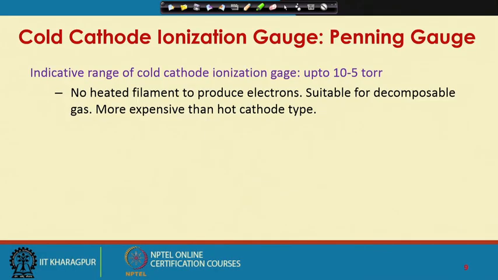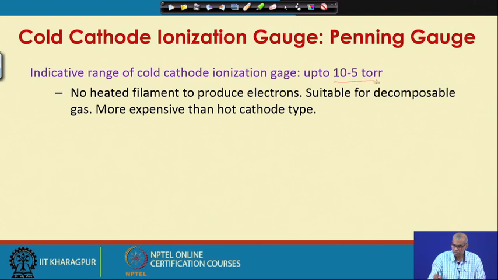So, the indicative range of cold cathode ionization gauge is about 10 to the power minus 5 torr. There is no heated filament to produce electrons. So, this is suitable for decomposable gas, but it is more expensive than hot cathode type.